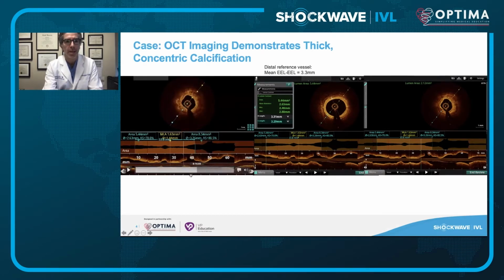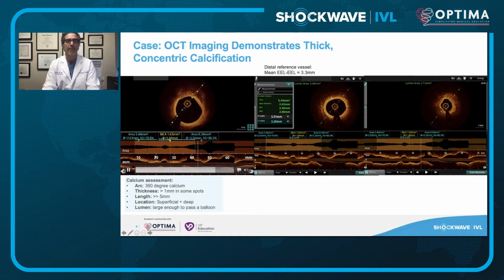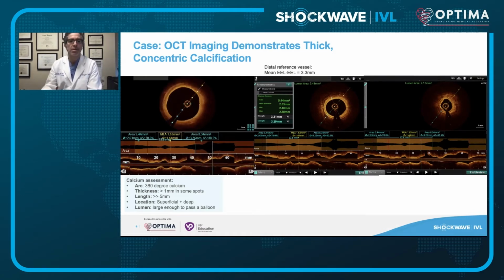Let's go back to that. Interestingly, here was the tightest area. And although there is calcification across most of the circumference, it's rather thin. However, coming more proximally, right about here, you have circumferential calcification that is quite thick. In fact, it is greater than 1 millimeter in some spots. Its length is certainly more than 5 millimeters, and the location is both superficial and deep.